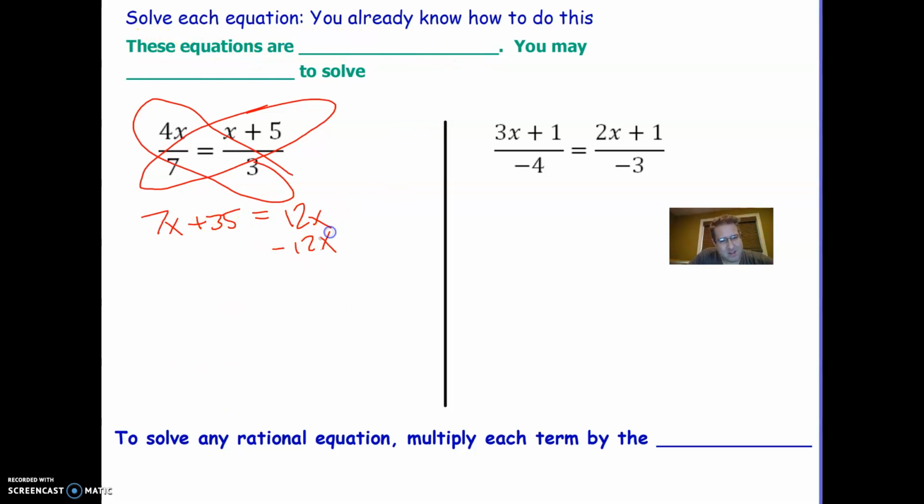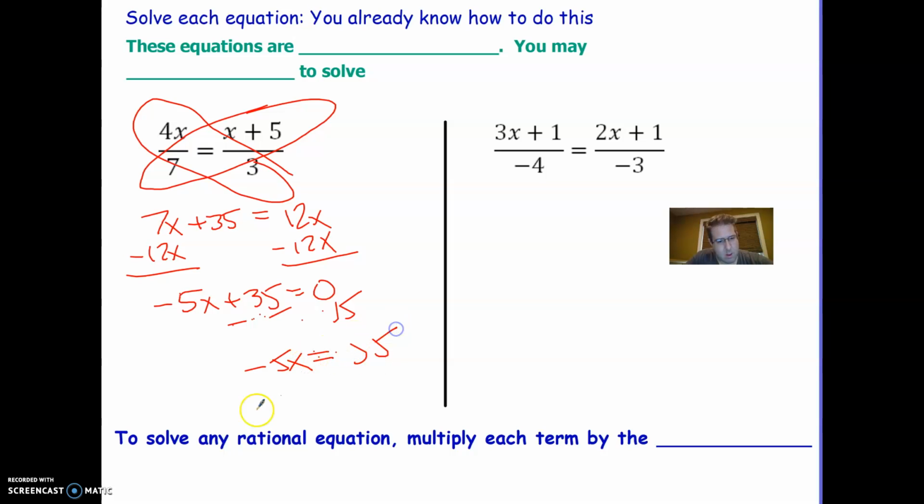Now I'm going to subtract 12x from both sides, and that's going to end up giving me negative 5x plus 35 equals nothing. All right, so then I can subtract my 35 from both sides, and that gives me negative 5x equals negative 35. Then if you divide both sides by negative 5, you get an answer of 7.